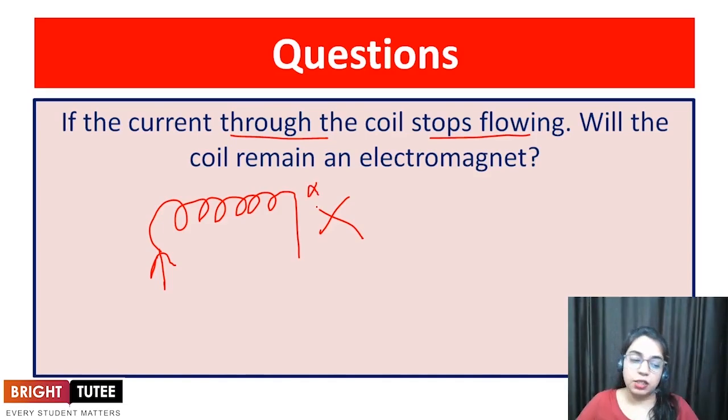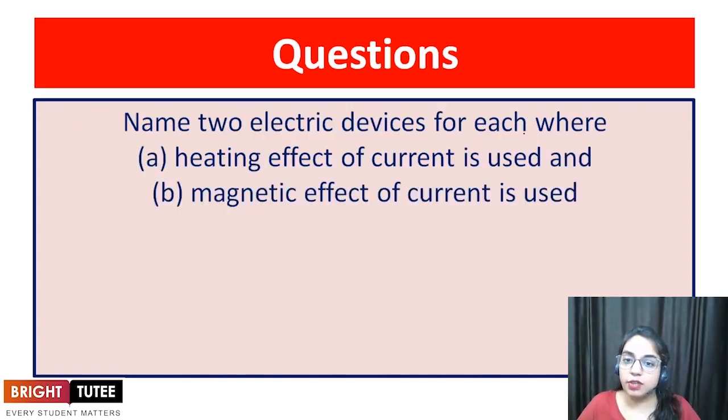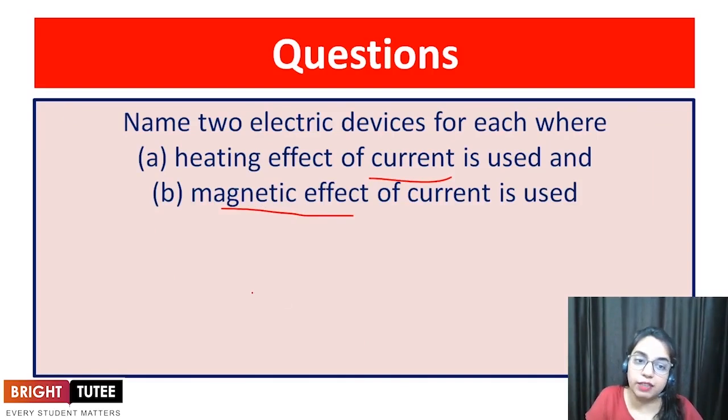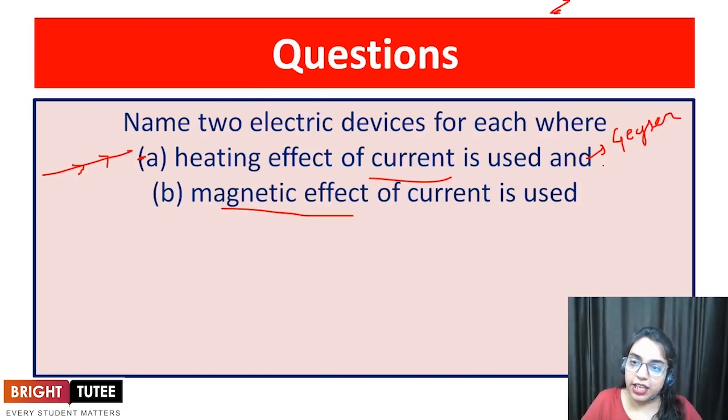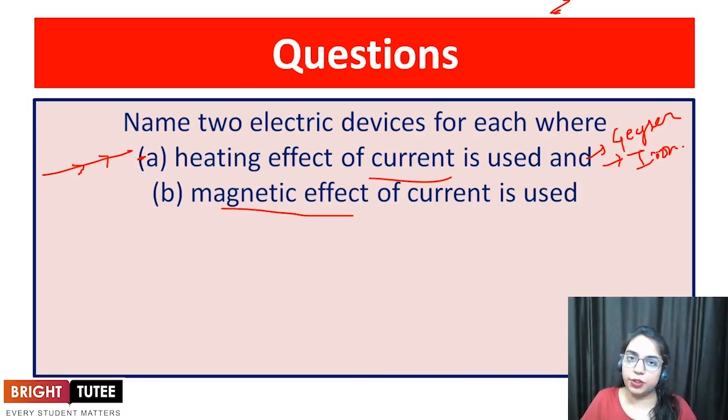Okay, clear? The next question is, name 2 electrical devices, one where the heating effect of current is used, and second where the magnetic effect of current is used. So children, what was the heating effect of electric current? Whenever current passes through a conductor, it produces heat, and this effect is known as the heating effect of electric current. The devices which use this principle are geyser, electric iron, and you can name many others, but in this question only 2 devices are asked.